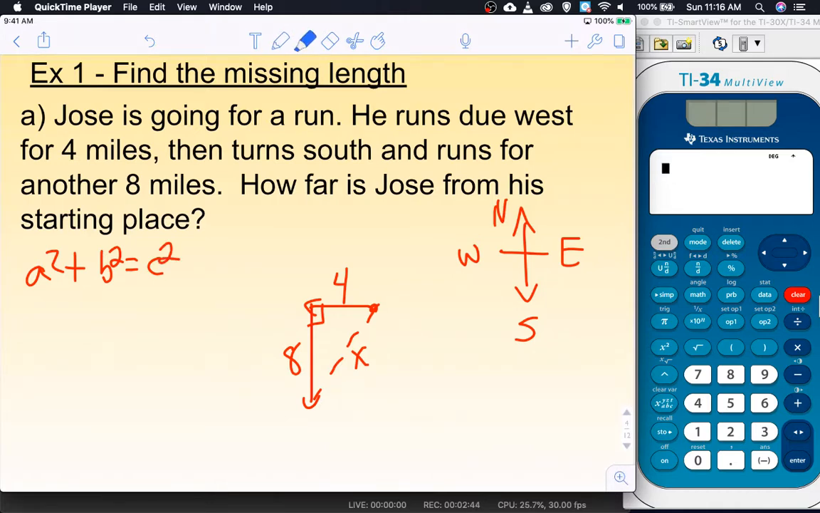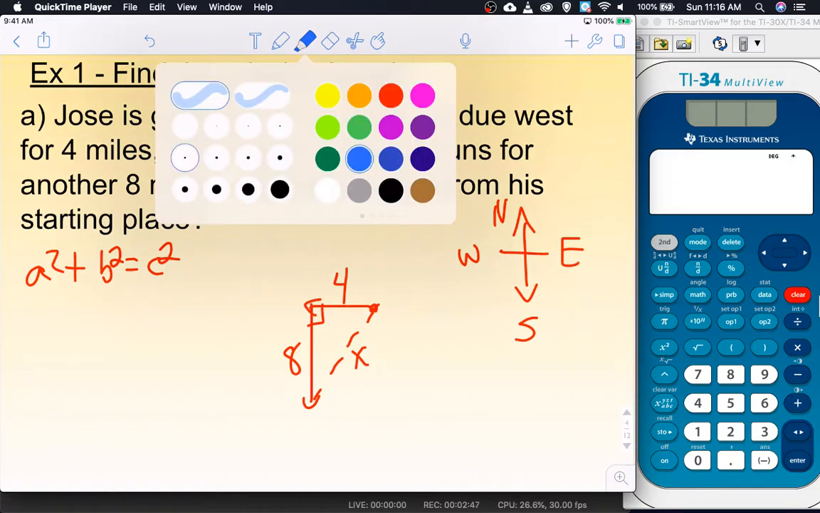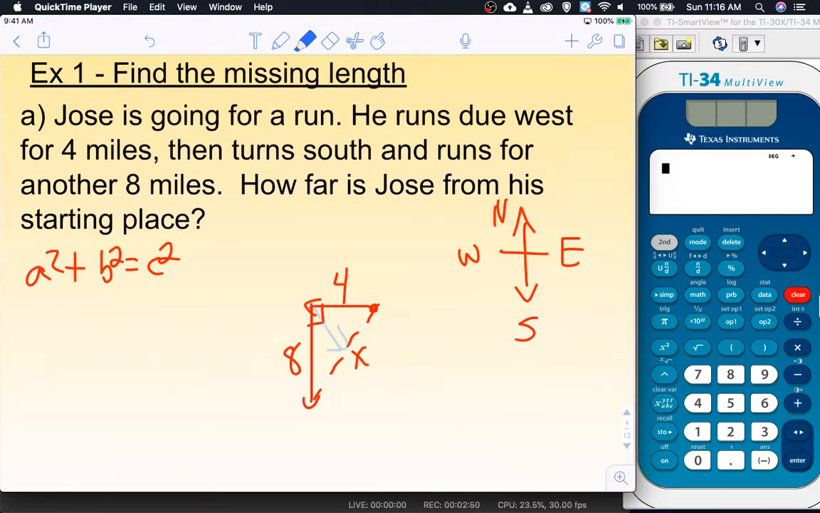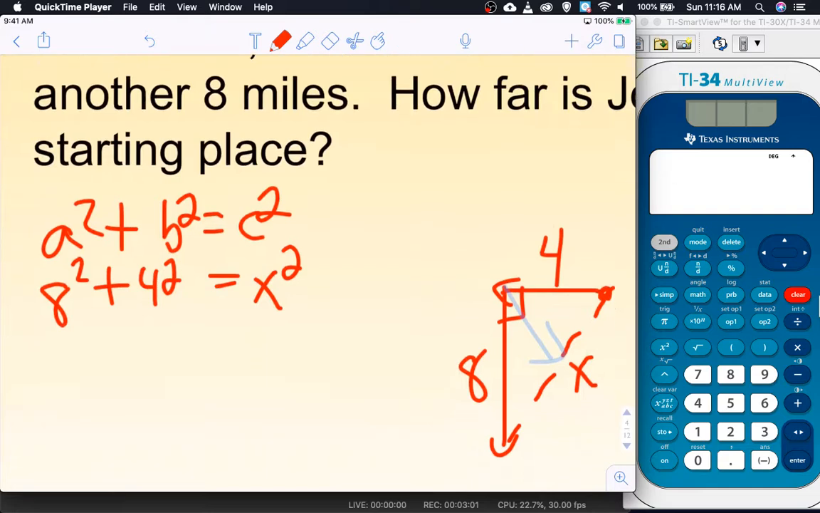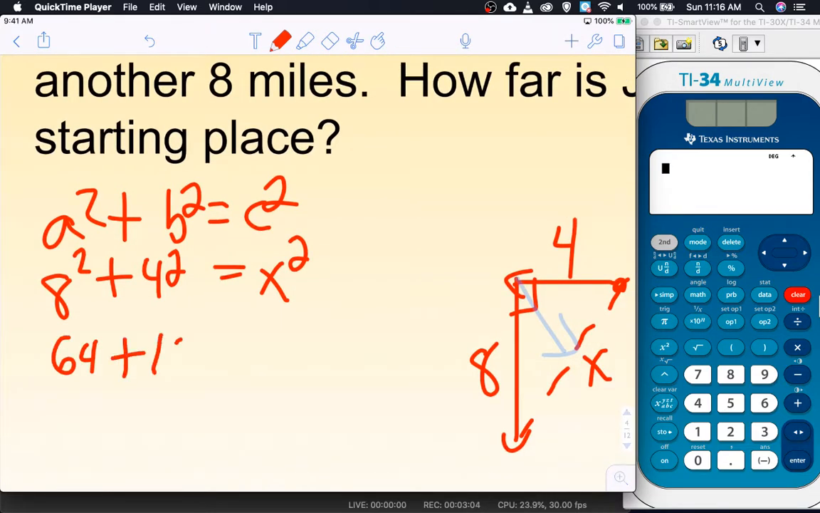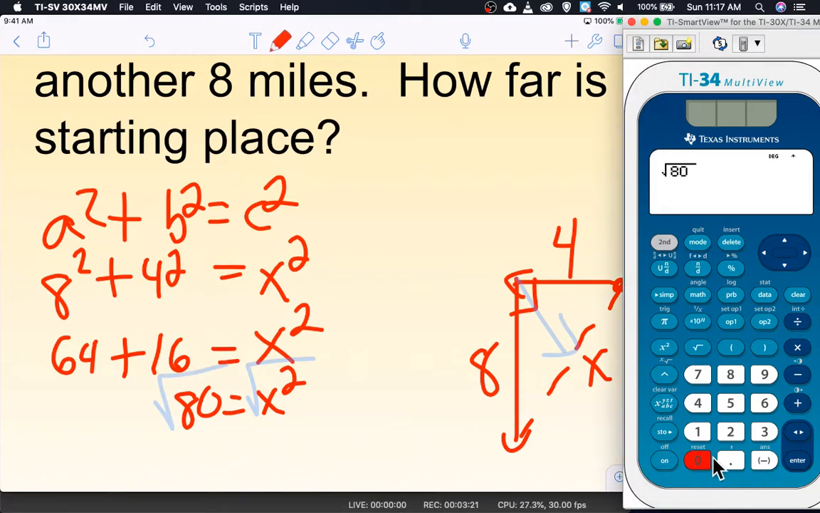Things I know. I know that the hypotenuse is that x. That is my longest side. And so then the 8 and the 4 are my 2 legs. When I simplify here, I'm going to get 64 plus 16 equals x squared. That's 80 equals x squared. And when I solve this, I'm going to square root both sides, and we get the square root of 80. It's almost 9. 8.94.